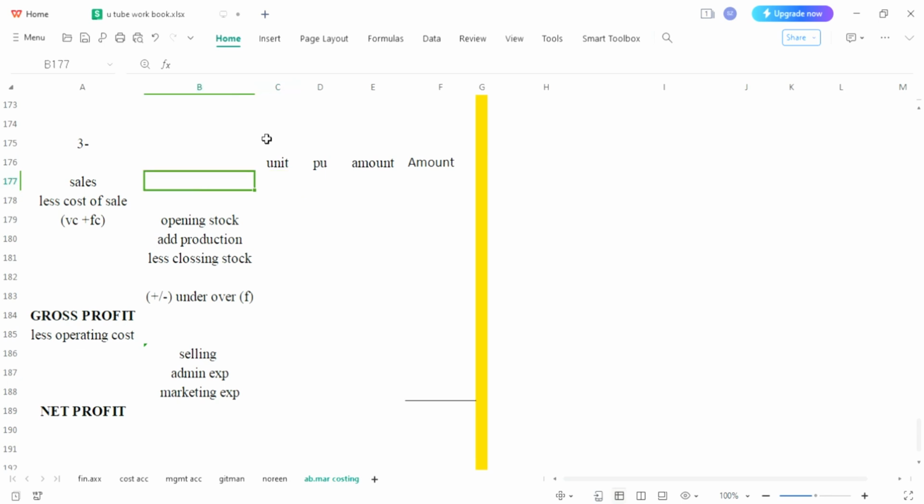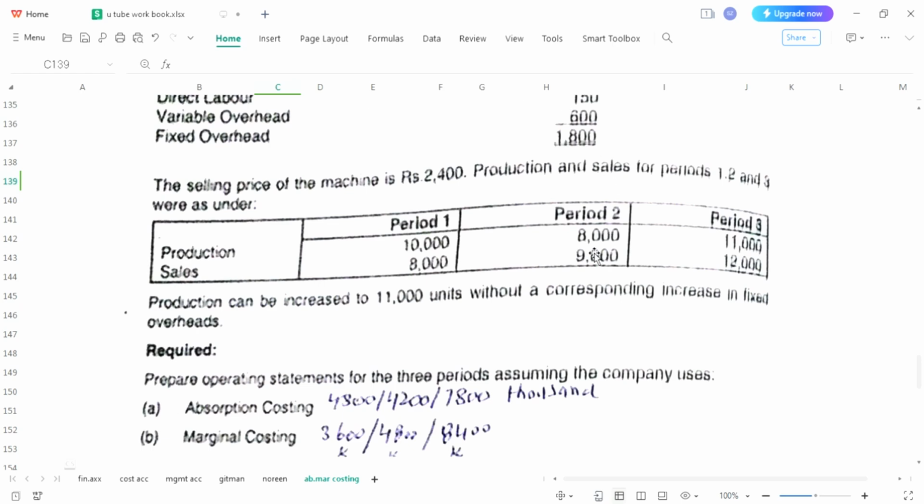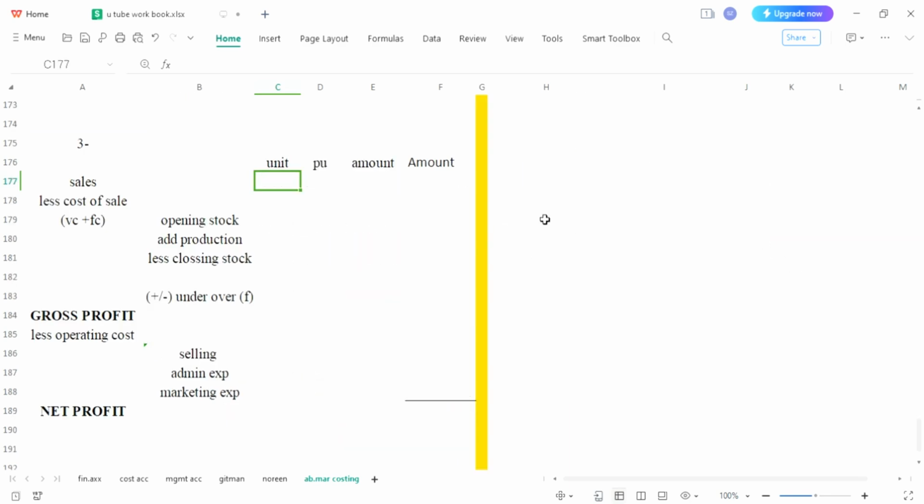Alright guys, for the third time period, our proforma is ready and we are not going to put the relevant factors over here. So we will follow the third period now. For the third period, our production is 11,000. So you will write number of units 11,000 over here.